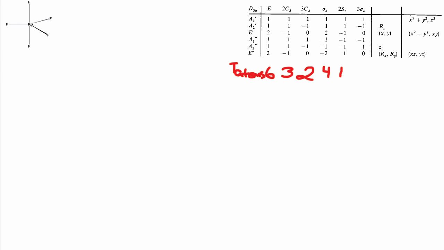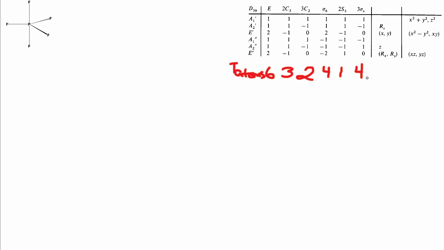For a sigma V mirror plane, that will contain this phosphorus, both axial fluorines, and 1 of the equatorial fluorines. And so 4 atoms will remain in place. These 2 fluorines are going to move, and so we'll get a value of 4.